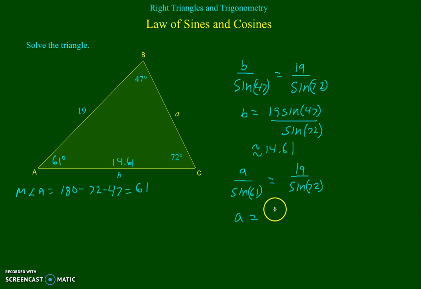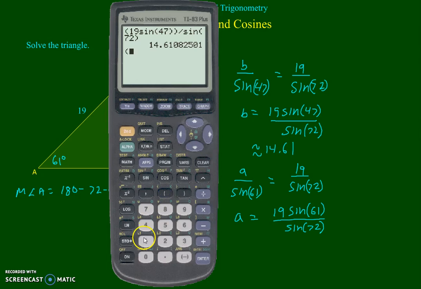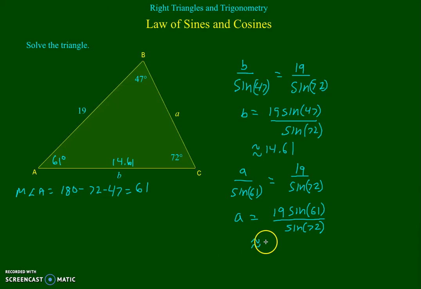So A equals 19 sine 61 over sine 72. And we'll put this in our calculator. Parenthesis 19 sine 61. Make sure we close our parentheses properly. Divided by sine 72. Enter. 17.47. So this side is approximately 17.47.